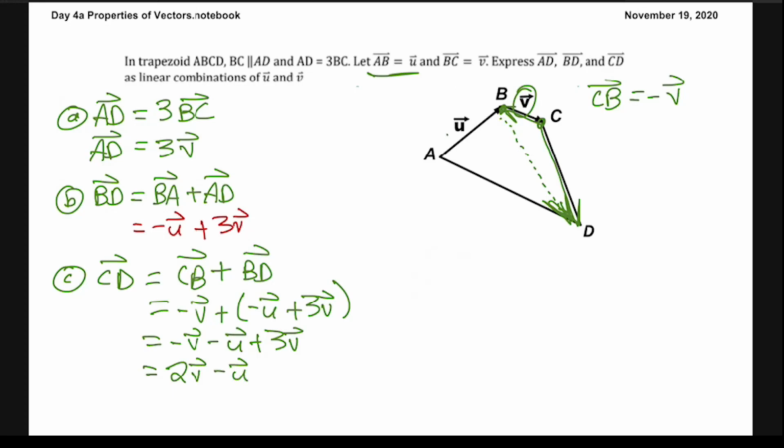All right, so we have successfully represented our various vectors here in terms of vector U and vector V. And there's no real conclusion here. It wasn't a word problem. It just asked us to express things in terms of other vectors, which we have successfully completed.